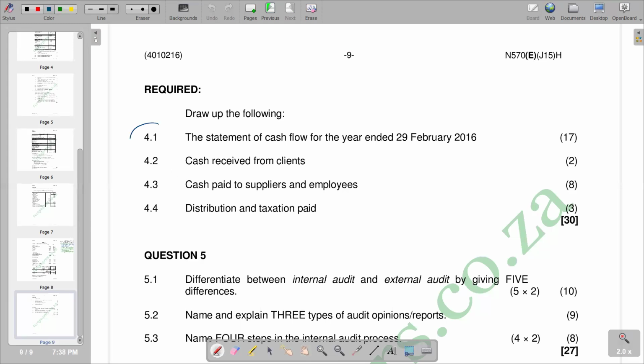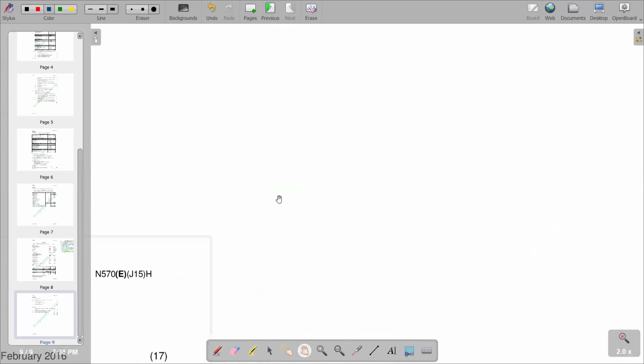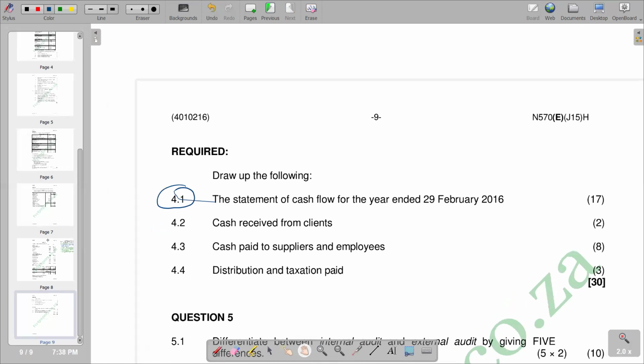We're only going to look at 4.1, the statement of cash flow for the year ended 29 February 2016. For 4.2, 4.3, and 4.4, the figures are pre-entered in the cash flow statement that we're going to prepare for the first part. Going to our answer section, you'll see those figures already pre-entered. This is just for the sake of this video.